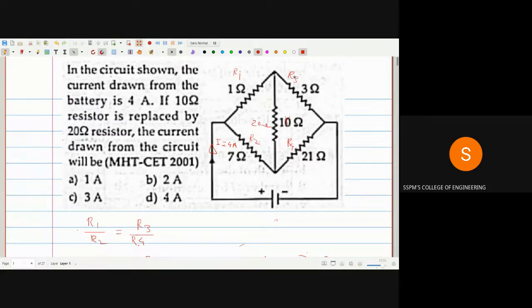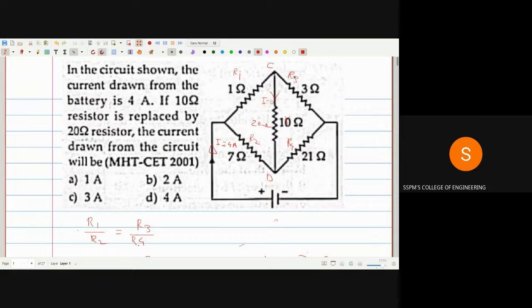The bridge circuit is balanced if the current flowing through, let's consider C and D, is 0. आता हे सर्किट बॅलन्स आहे, त्यामुळे इथं करंट फ्लो होणार नाही, the current will be 0, isn't it? Why is the current not flowing? Because the circuit is a balanced circuit. 21 multiplied by 1 is equal to 7 into 3. So current will not flow. So even if you replace the 10 ohm by 20, there will be no effect on the current, or there will be no effect on the circuit, because the circuit is a balanced circuit.